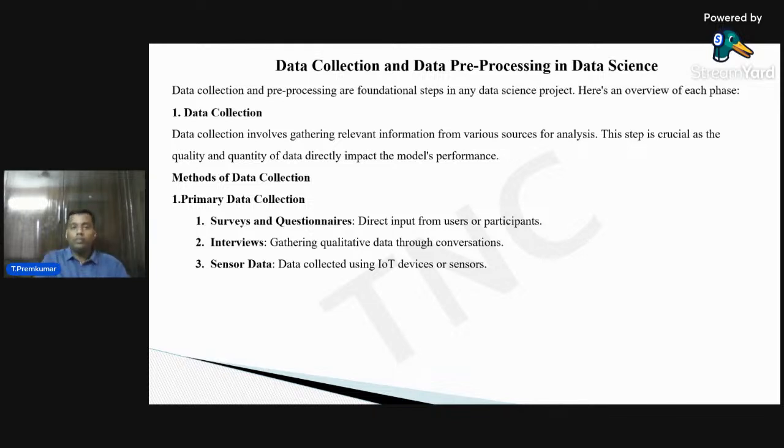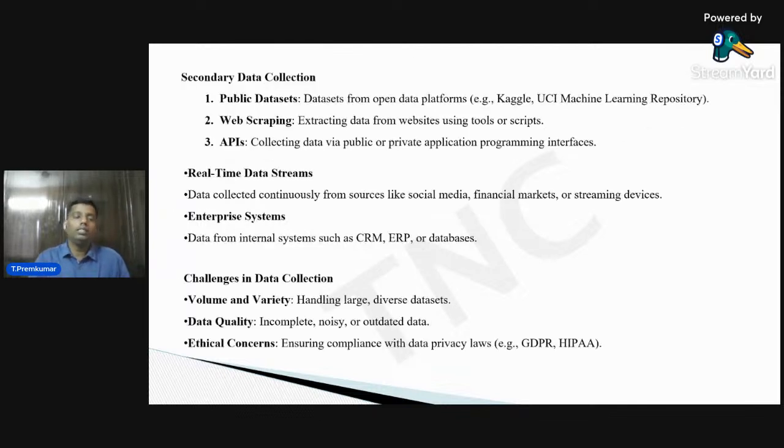So, the methods involved in the data collection process: one is primary data collection. Here, surveys and questionnaires are direct input from the users or participants. In the case of interviews, qualitative data is gathered through conversations. And in the case of sensor data, the data is collected using IoT devices or sensors. The next one, secondary data collection, covers public datasets, web scraping, and APIs.